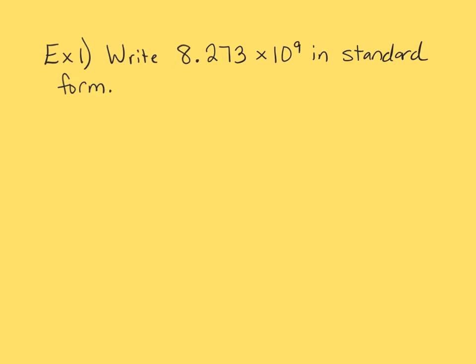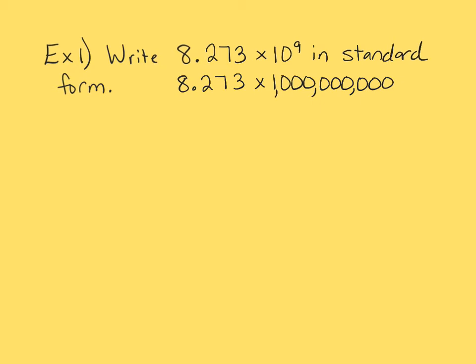Example 1, we're going to write 8.273 times 10 to the 9th in standard form. I do want you to remember that this is the same thing as saying 8.273 times a 1 followed by 9 zeros. So that would be times 1 billion. We don't have to write that out that way every single time, but it's just helpful to recognize that we're dealing with a very large number.